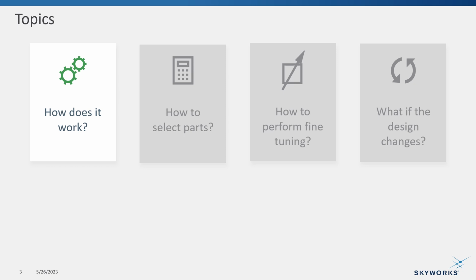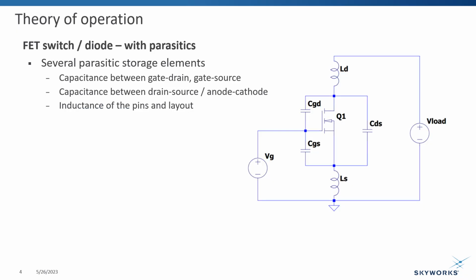Now let's begin with the theory of operation. A semiconductor has several parasitic storage elements due to its structure. You can see the most significant parasitics on the simplified model. Since the values are small, this does not cause any issue in steady state. It is not the case though if you look at the transient behavior.